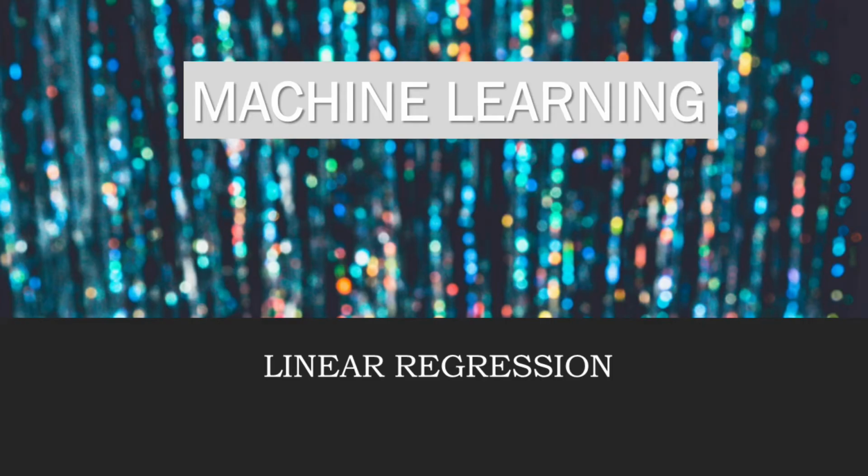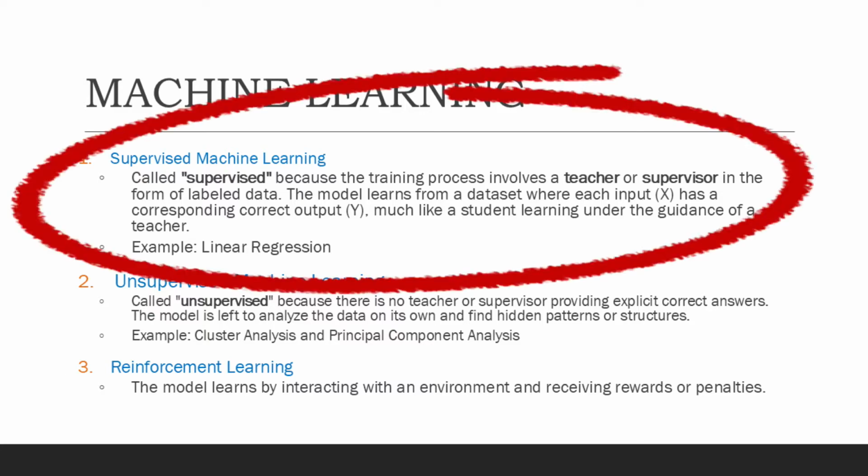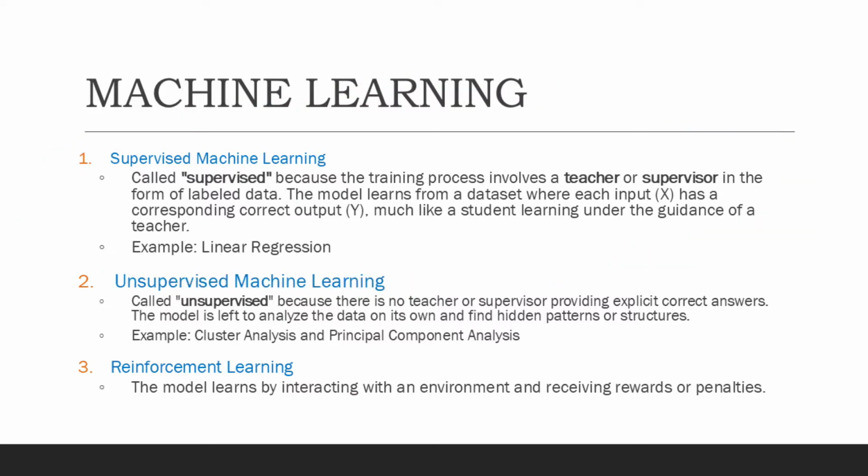Today we'll be talking about machine learning and focus on supervised machine learning, especially linear regression, the simple ones. Now, machine learning can be broadly classified into three categories: supervised learning, unsupervised learning, and reinforcement learning. Supervised learning is where a model is trained using labeled data. It learns from past examples to predict future outcomes. One such method is linear regression, which we shall talk about later on.